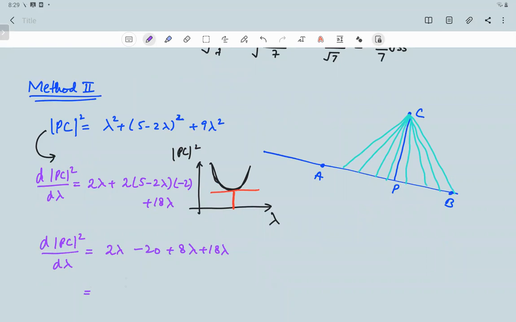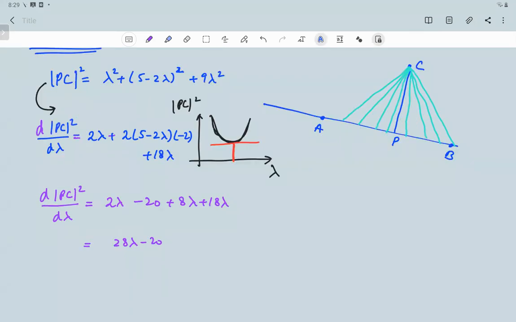I wanted to do this whole equation in blue, method in blue. So over here, I'm changing its color. Okay. Now put d PC square over d lambda equal to 0, and lambda is equal to 10 over 14 or 5 over 7.